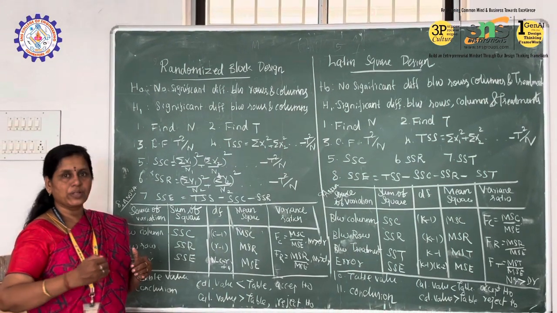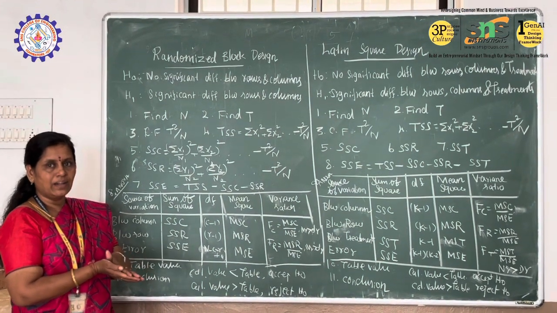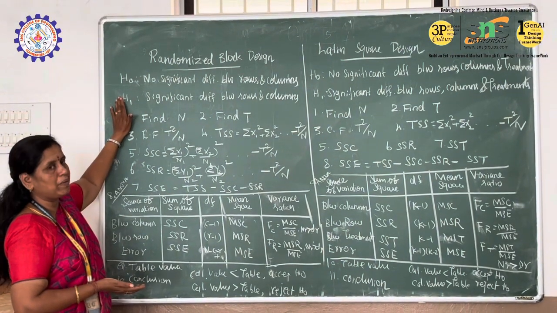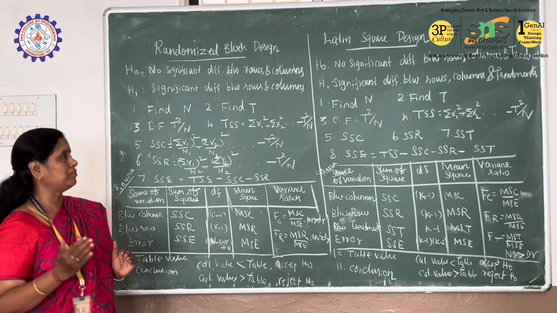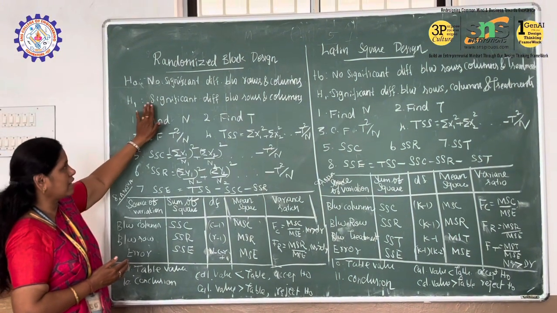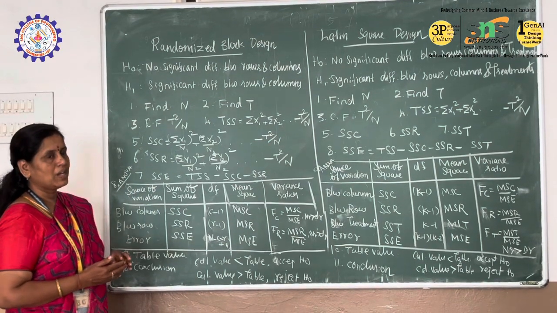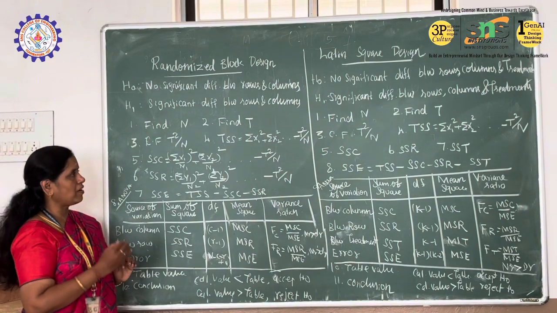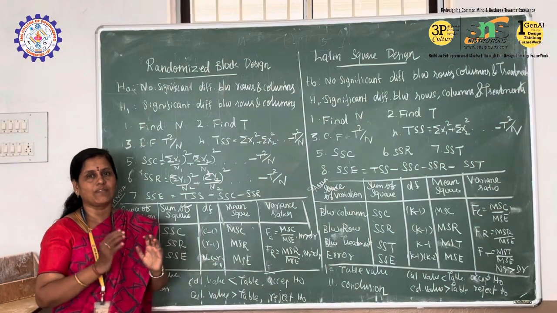Now I am going to explain the procedure for analyzing the data in randomized block design. First we frame H0, that is the null hypothesis, that there is no significant difference between rows and columns. After that we frame the alternative hypothesis H1, which means there is a significant difference between rows and columns. After that, first we find n, which is the number of observations. After that we find T, which is the total of observations.